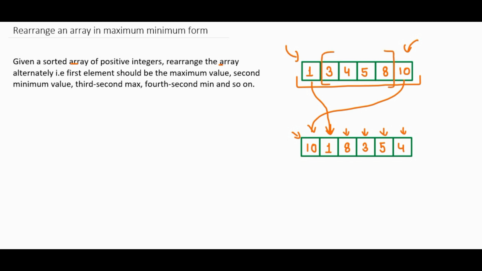Now the minimum element in this array will be 3 and the maximum will be 8, because the last element will be the greatest and the first element will be the smallest. So we will put 8 in the third position and 3 in the fourth position. Same way, now two elements are done. We are left with 4 and 5. So the maximum element is 5, we put it here, and the minimum element is 4, we put it next to it. So this is the output that we get: 10, 1, 8, 3, 5, 4. So this is the question. Now let's see how we can solve it.